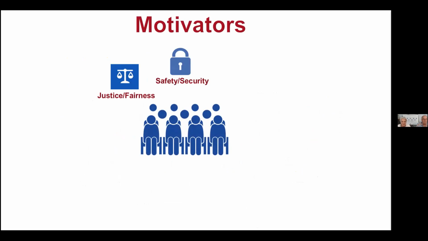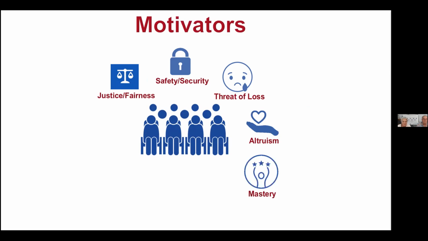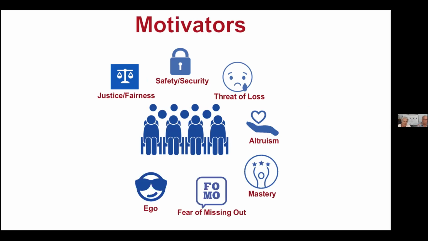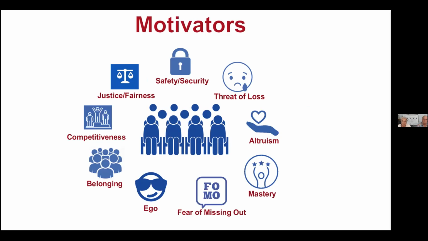Justice and fairness, safety and security, threat of loss, altruism, which is our concern for people other than ourselves, mastery, our desire to be truly good at something, FOMO, we all understand about fear of missing out, ego, belonging, we are gregarious animals as human beings, we like to be part of a group, and competitiveness.